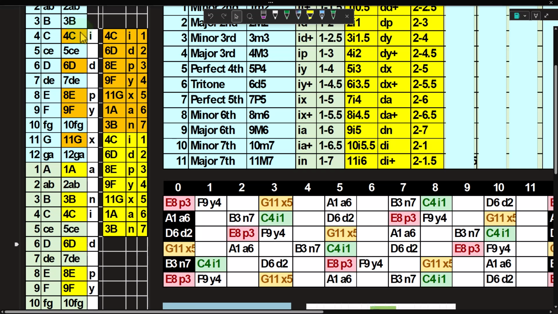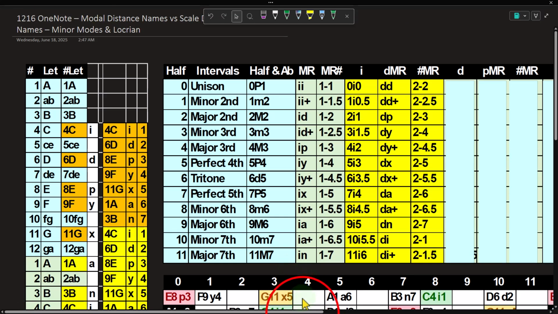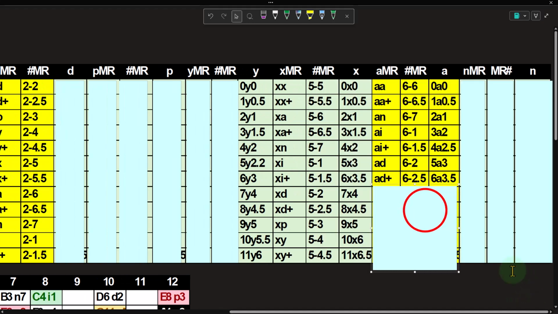If I'm on the Ionian, 1, 2, 3, 4, 5, 6 lands you in the ocean, right? Let's keep it rolling because we got a lot to cover here.